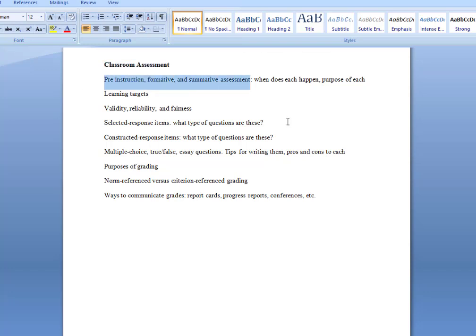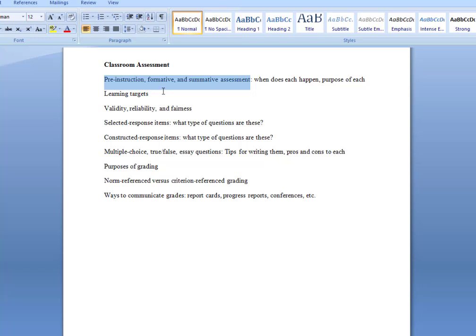Pre-instruction, just like the name sounds, would happen before you teach. This can give you a baseline, gives you information about what level of ability you have in a student or in a classroom. You probably would not grade this. This would be for your own personal information, but you can then later on refer back to the pretest to see if students have gained in their understanding.